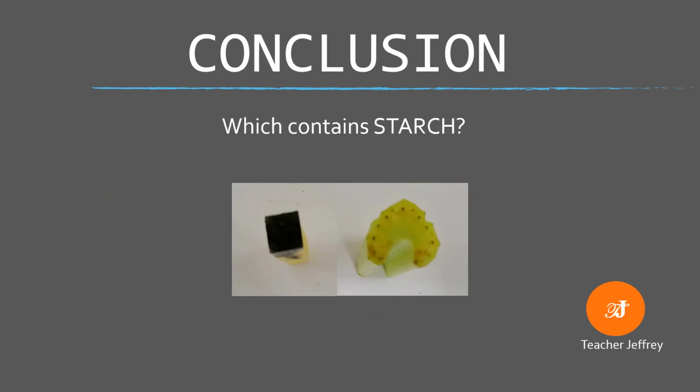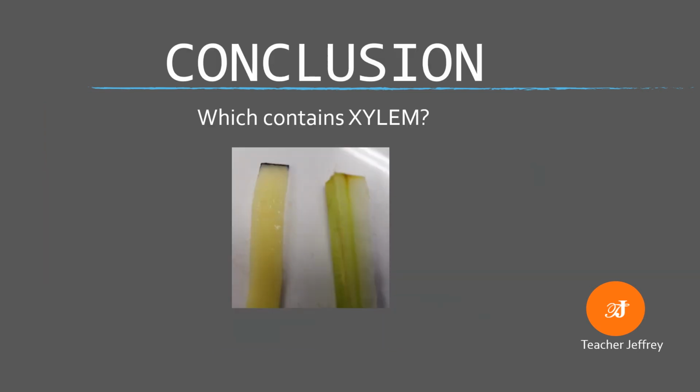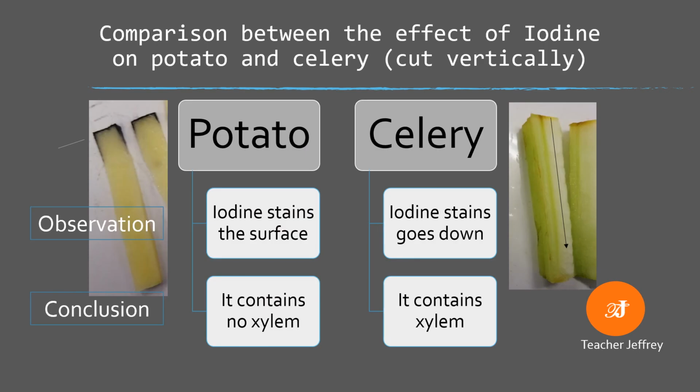Which contains starch? Is it the potato or the celery? Our answer is potato. Potato contains starch as the iodine solution turns blue-black. Another question is, which contains the xylem vessels? Is it the potato or celery? The answer is celery. The celery contains xylem vessels as the iodine solution moves down.